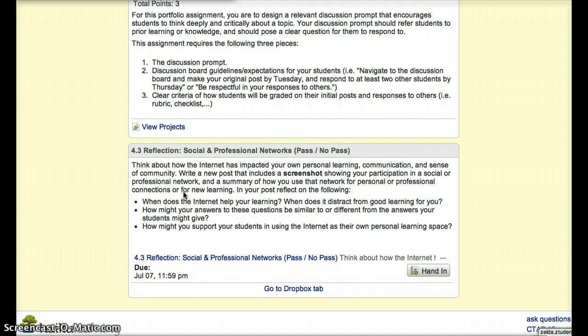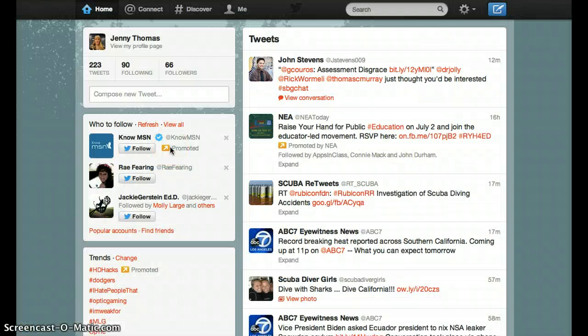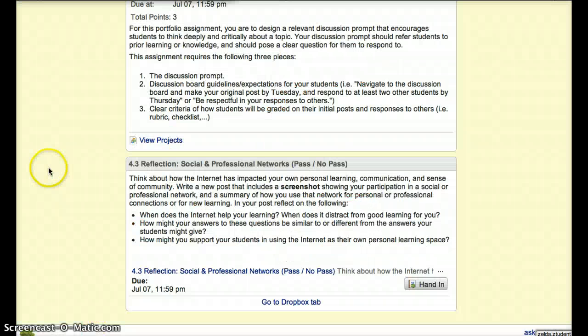Finally, this week your reflection deals with your own social and professional networks and relates that to how students learn. This can be a fun way to really analyze where you get your information from and to think about how to help students be explicit about their own information gathering strategy.